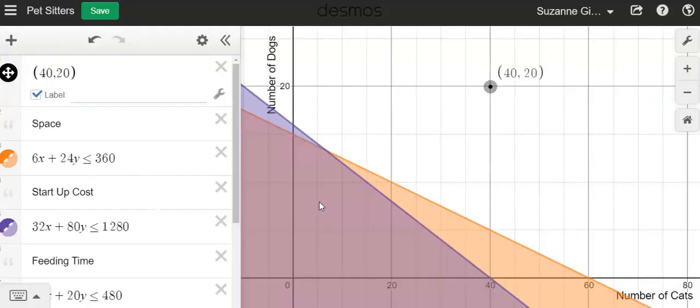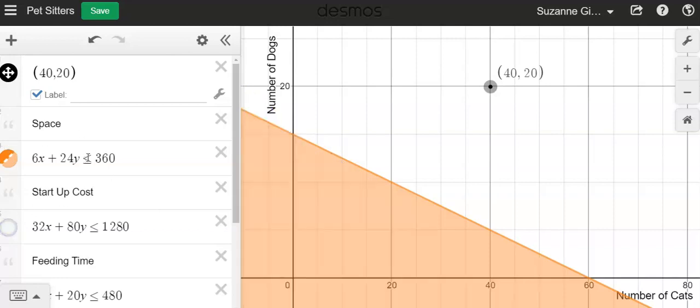So for this graph, remember Carlos and Clarita are wanting to have a business where they board cats and dogs. The first two constraints that we dealt with were the amount of space that they had and their startup costs. Per cat it required 6 square feet of space and dogs required 24 square feet, and they had 360 square feet to work with. For startup costs, it was $32 per cat and $80 per dog, and they had $1,280 to work with.